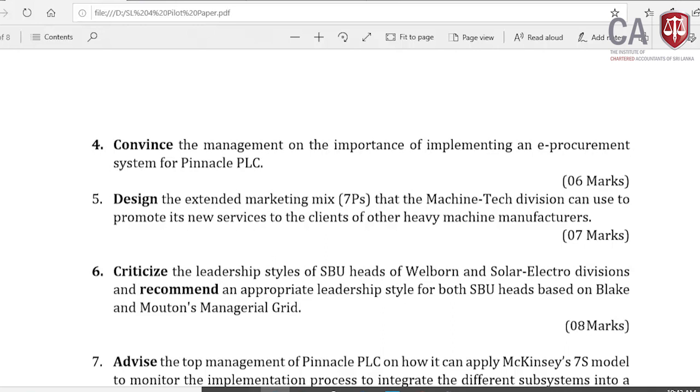Then number 6, criticize the leadership style of SBU head of Wellborn and Solar Electro divisions. Wellborn, if you remember, he was very friendly. Solar Electro, he was not friendly, he is task oriented. No, he is asking you to criticize that style, right? And recommend an appropriate leadership style for both SBU heads based on Blake and Mouton managerial grids. How many styles you learn in there? 5 styles were discussed. He is asking about the existing one and recommend a good style for them.